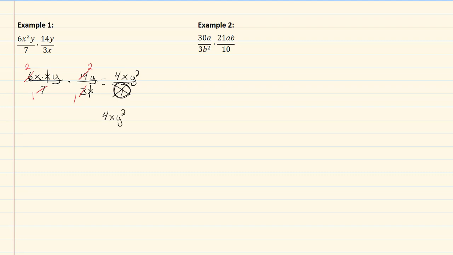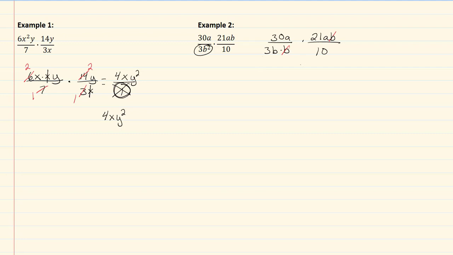Now let's take a look at example 2. Again, I might want to rewrite this part so that my b's are written separately. So this would be 30a over 3b times b times 21ab all over 10. Now I'm looking for common factors, and I happen to notice that there is a b in common.